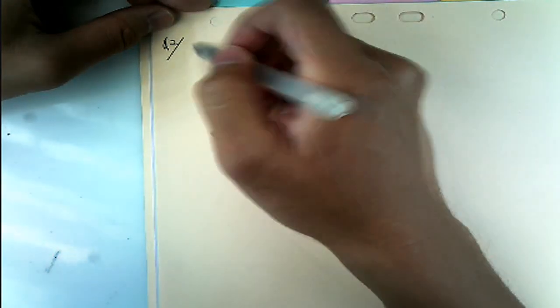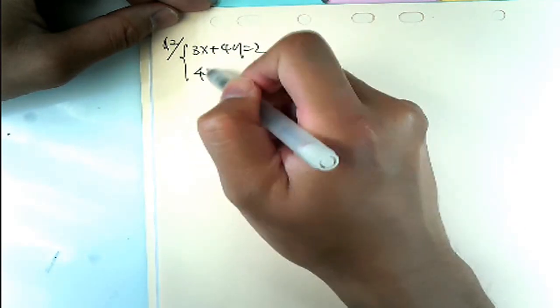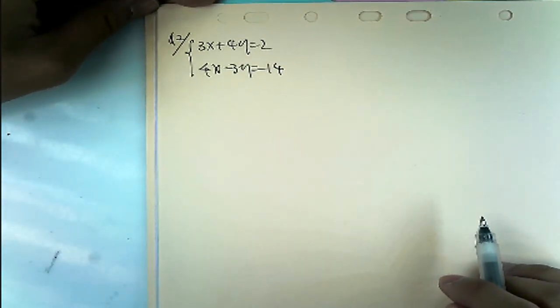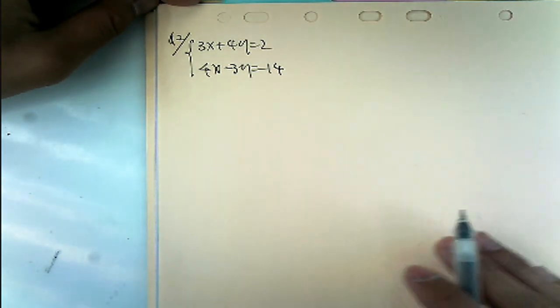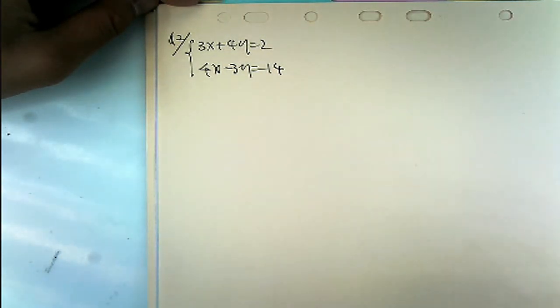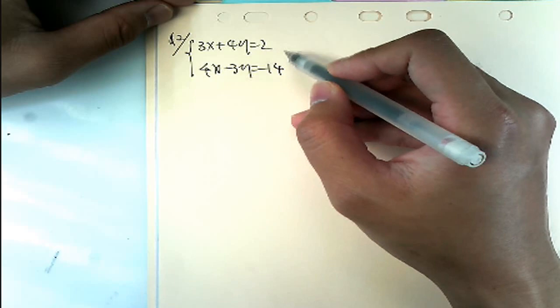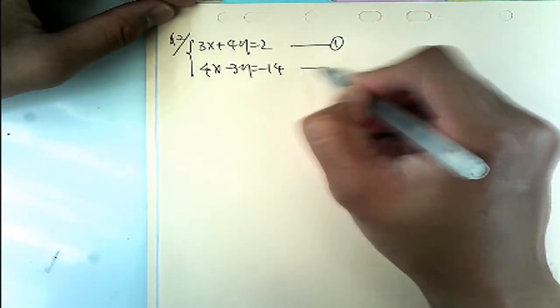Number 2. Copy the questions. 3x plus 4y equal to 2, and 4x minus 3y equal to minus 14. So here, as we said, we don't have one equation such that y equal to something or x equal to something. So you have to find one simpler equation to change into x equal to something or y equal to something, and then do the substitution. Here you don't have any equation like that, right? So give names first.